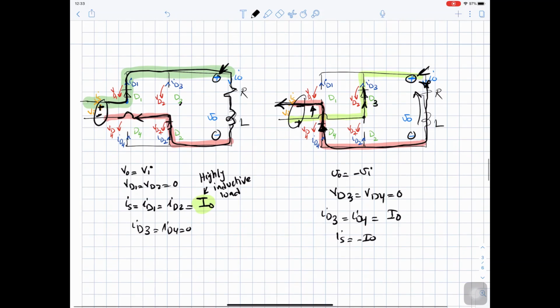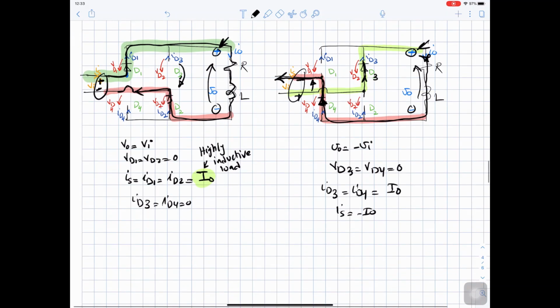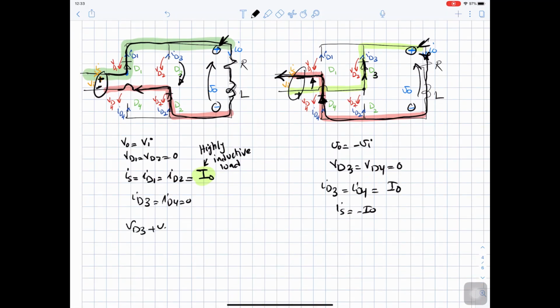If we need to find V diode 3 in this case, so V diode 3 plus V out equal to 0. So V diode 3 equal to V diode 4 equal negative V out. We can remove this. And we found the same expressions last time.